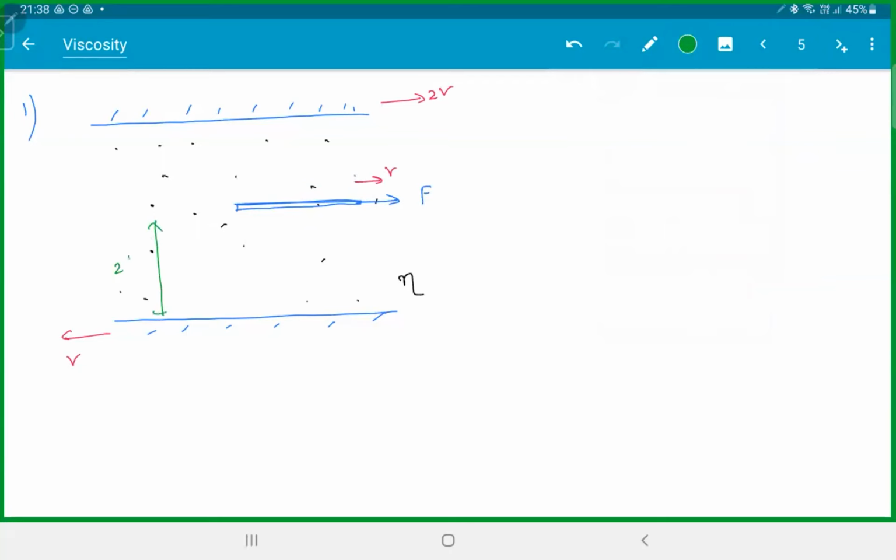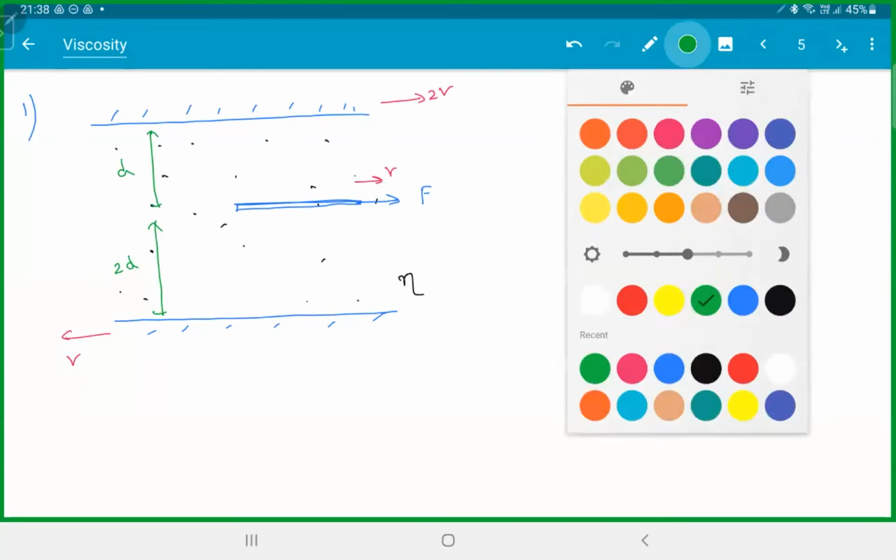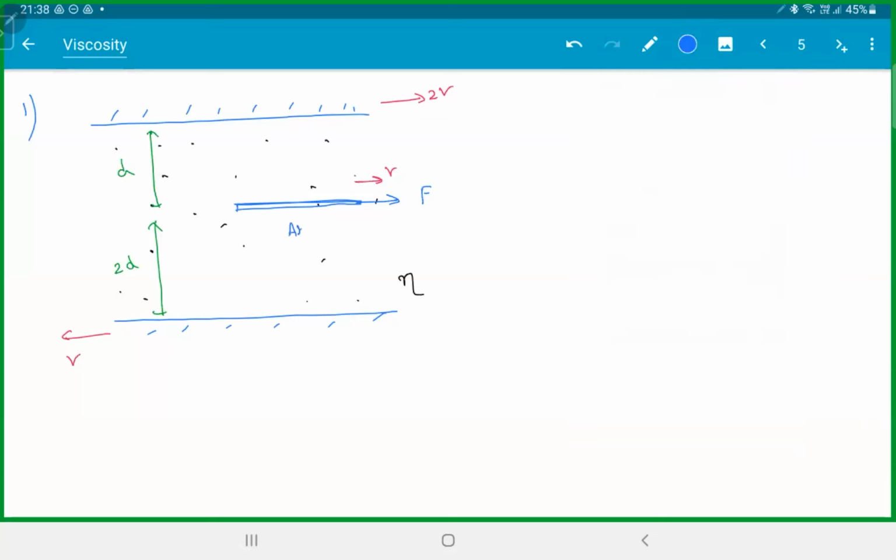This distance is 2D and this distance is D. And this area is A. So the question is: find F to pull the plate out of the liquid with a constant speed V.